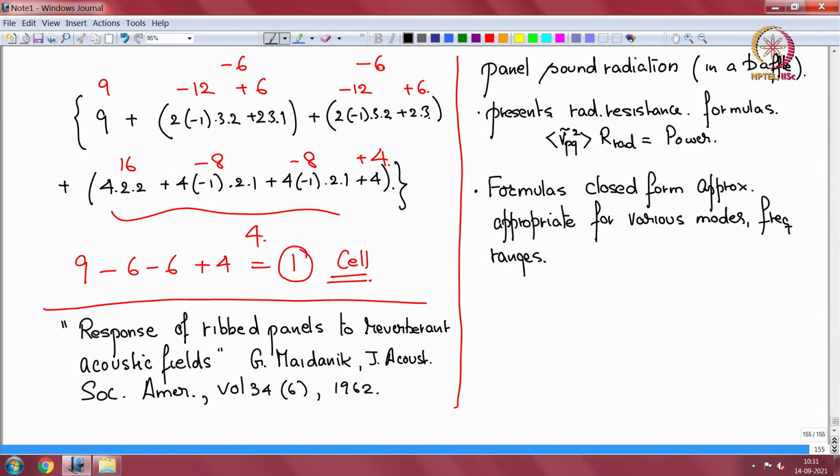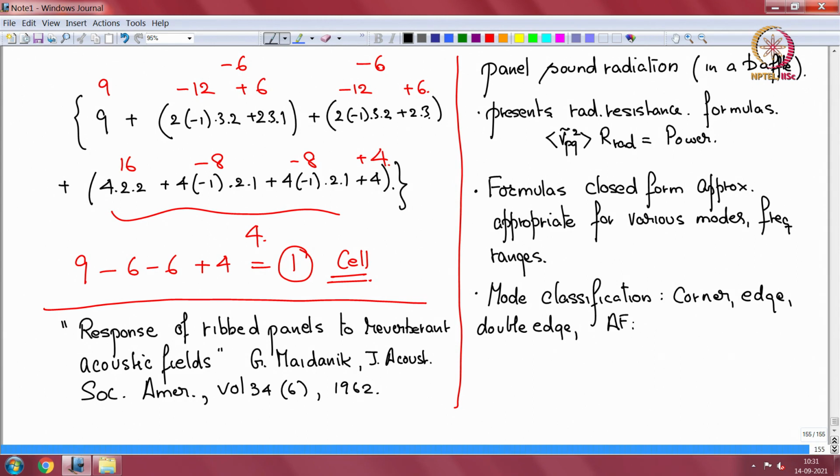Okay, so now this is also the paper where mode classification was done. That is modes differentiated as corner radiators, edge radiators, then double edge radiators, okay, then acoustically fast radiators.